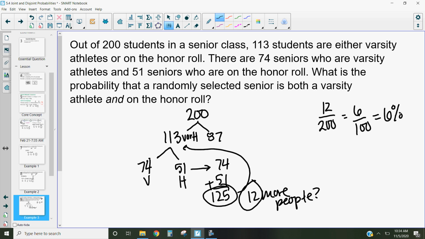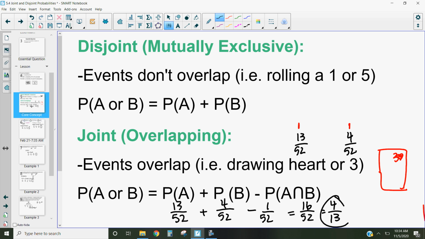So this is the difference between disjoint or mutually exclusive and joint or overlapping probabilities. Again, disjoint means they don't overlap, kind of like the probability of rolling a 1 or rolling a 5. Joint or overlapping do overlap, which is kind of like the probability of drawing a heart or drawing a 3. We can also get the 3 of hearts, which is where it overlaps there. So make sure that before you calculate a probability that is an or question or a compound probability, you are clarifying whether or not they're joint or disjoint before you do those calculations.